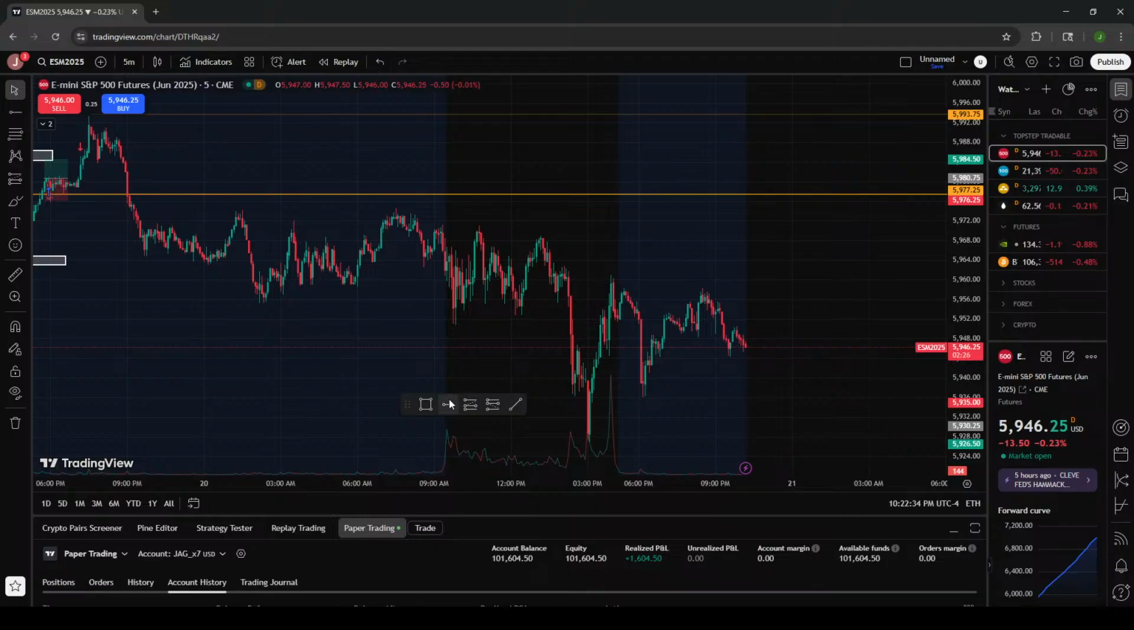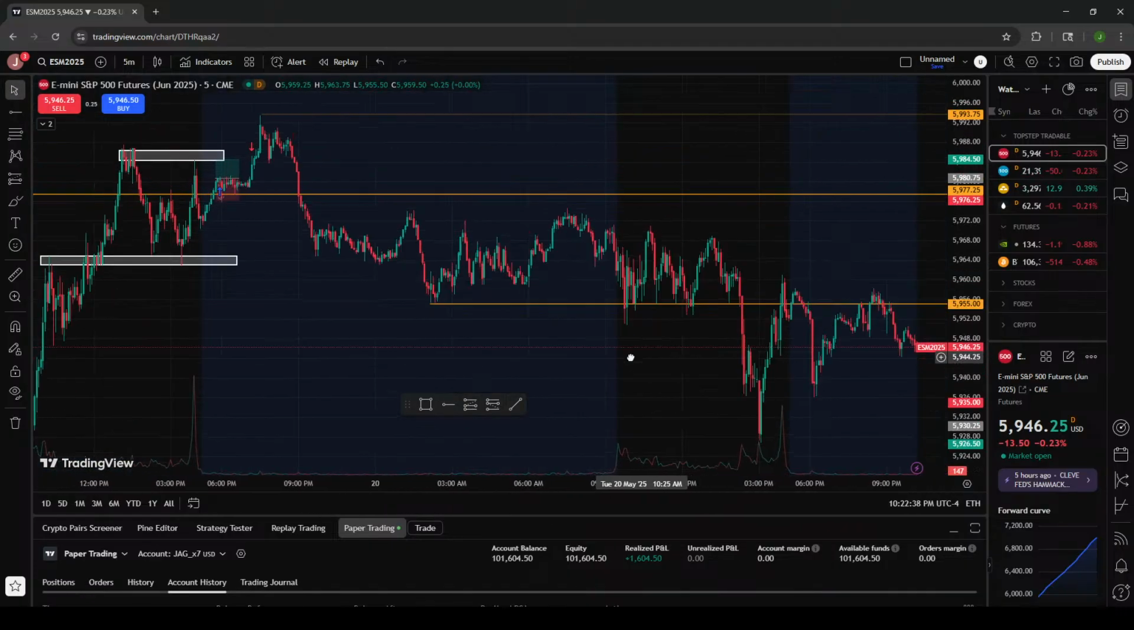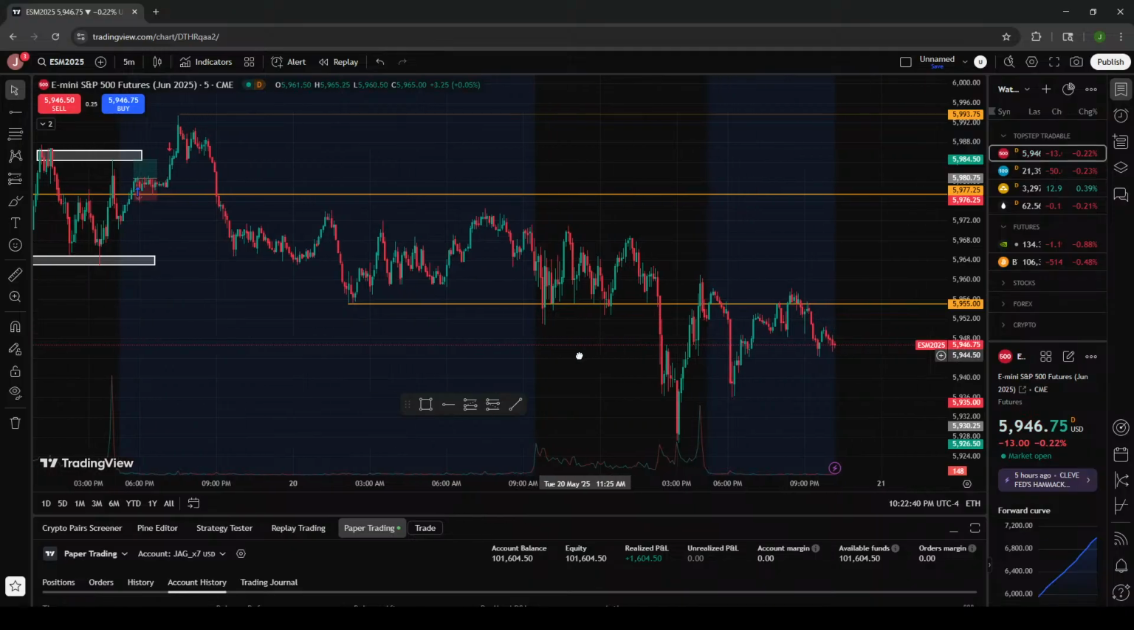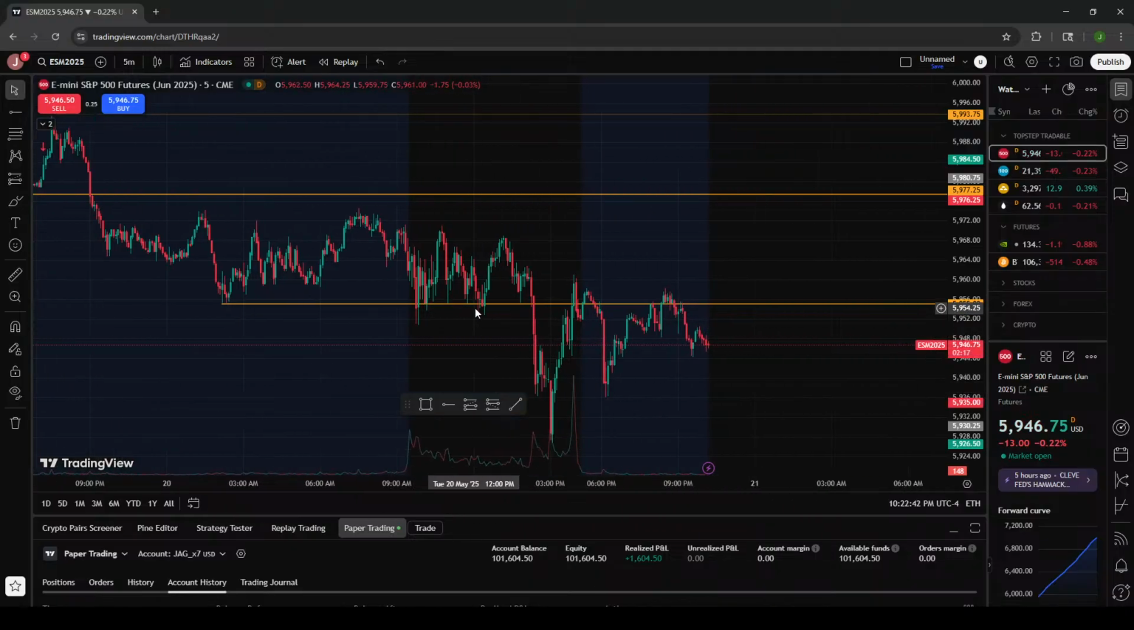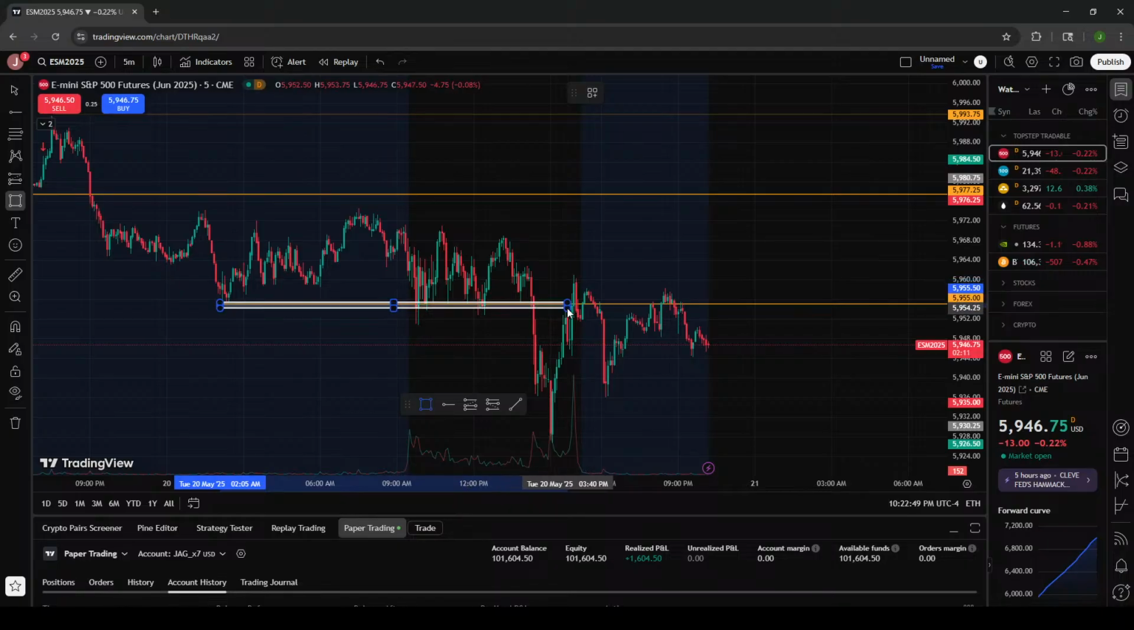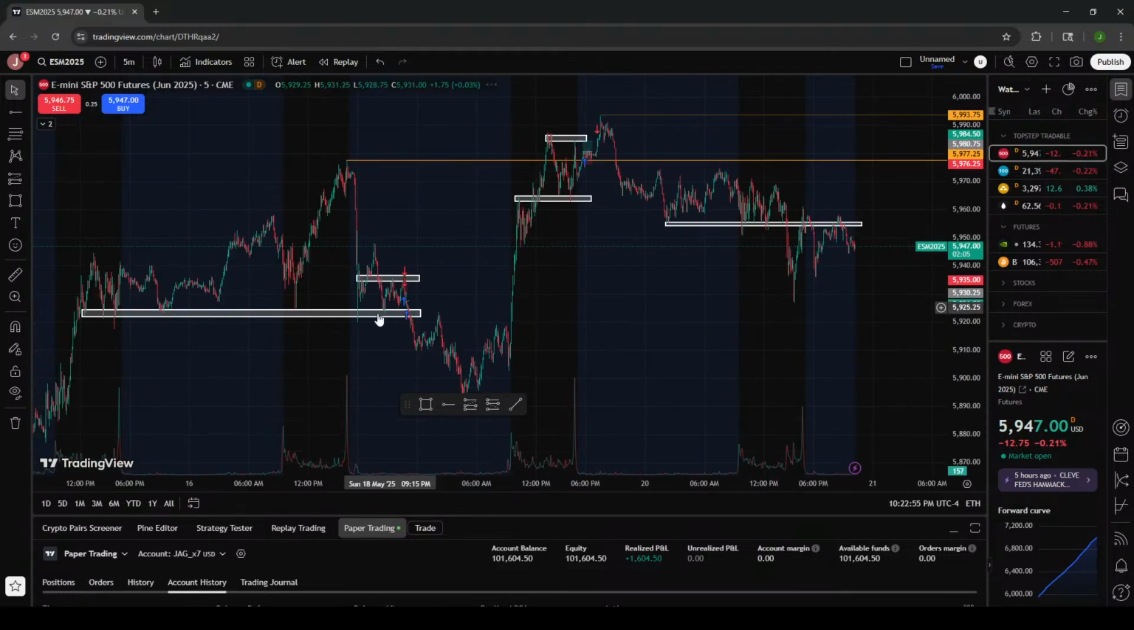Looking at it, I like to use this just to see where a specific low has touched, and then I use that to help make my zones. Everybody has their own preference. This is just how I've been doing mine, and this is how I've had a lot of success.